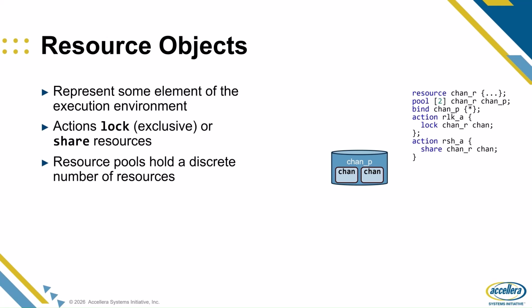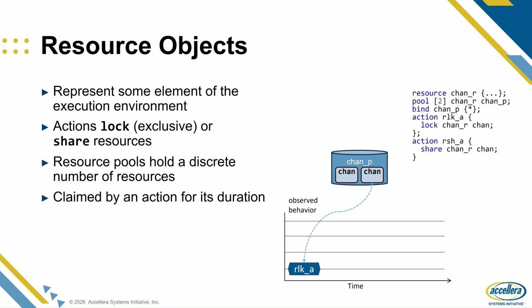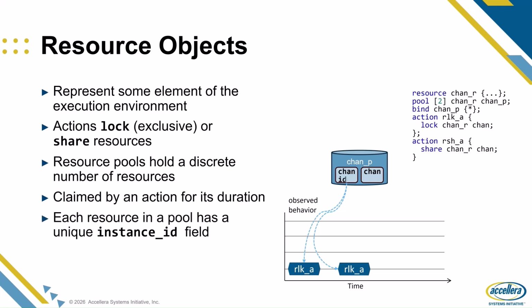A resource pool has a defined number of elements, depending on how many are actually available in our target system. A locked resource is held for the action's entire duration, so the RLock traversal will claim one or the other of the resources from the pool. Another traversal of RLock can reuse the same resource because the first one gives up its claim when the action completes. Each resource in the pool has a unique instance ID value, so if 2 locks are traversed in parallel, they each get a unique resource, and we can tell which is which.